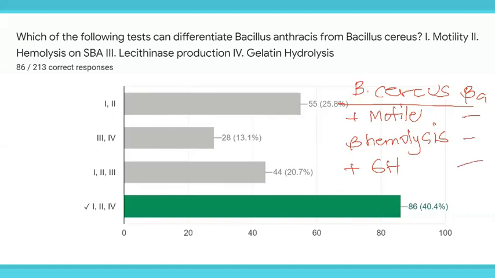Okay, although between these two, Bacillus anthracis is more virulent. Bacillus anthracis is your causative agent for anthrax. Bacillus cereus, on the other hand, is known to cause food poisoning.